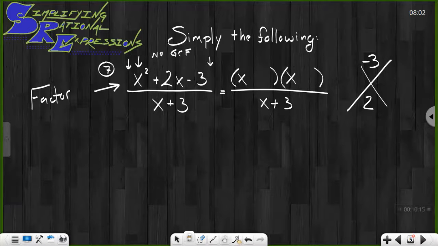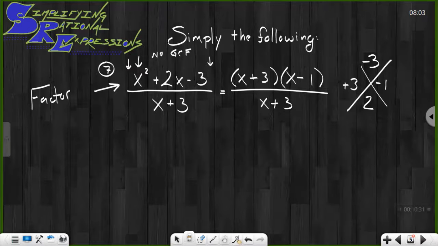Well, again, if that top is a negative, that means one's positive and one is negative. And the only factors of 3 are 1 and 3. And hey, look at that. Well, if 3 is positive and 1 is negative, they'll add to get me a positive 2. That gives me x plus 3 and x minus 1.